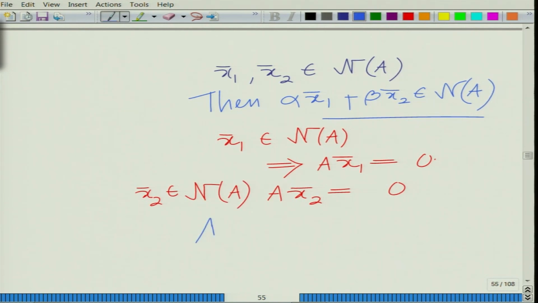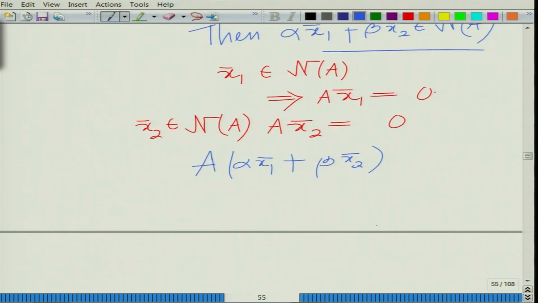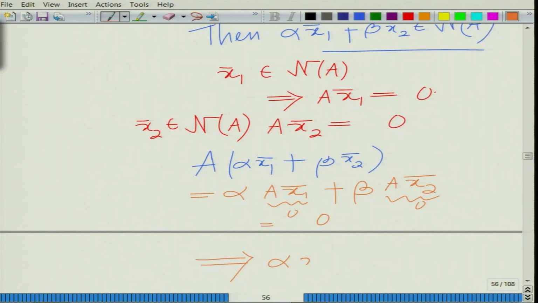Now, A times alpha x1 bar plus beta x2 bar equals alpha times A x1 bar plus beta times A x2 bar, each of which is 0. So this is 0, which implies that alpha x1 bar plus beta x2 bar also belongs to the null space by definition. That is why it makes it a subspace.